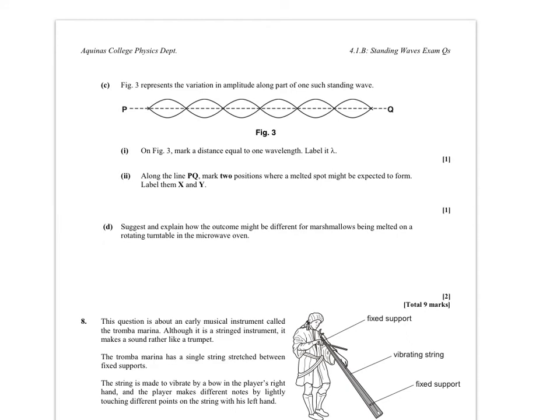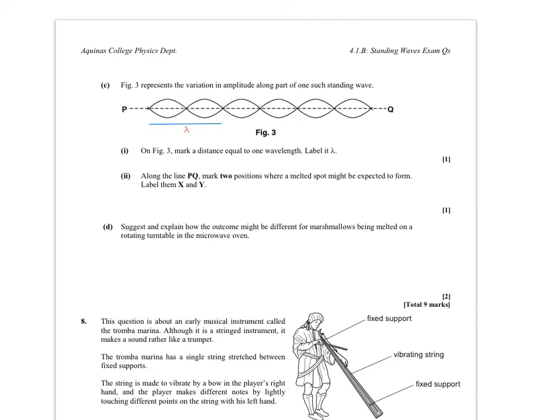For question 7 part C, we've got a representation of the variation in amplitude along the part of a standing wave within the microwave, and we need to mark on this the distance equal to one wavelength. So one wavelength is the distance across two loops, so between three nodes or three antinodes if you like. So there's 1, 2, 3 nodes, so that distance there.